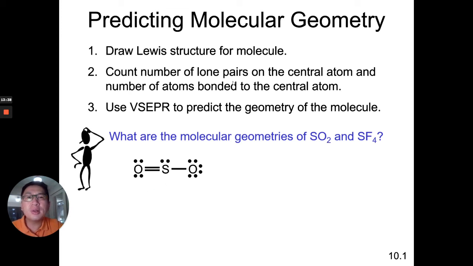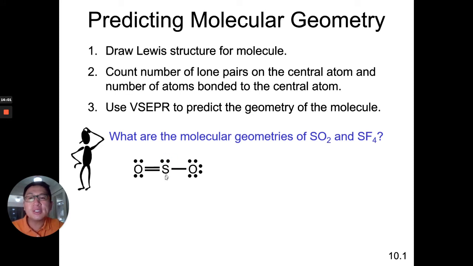Next, count the number of lone pairs on the center atom and the number of atoms bonded to the center atom. How many lone pairs are in the center atom? Lone pairs, not single. How many pairs? A couple is a pair. There is 1 lone pair. Not 2 lone pairs, that's 1 pair of atoms.